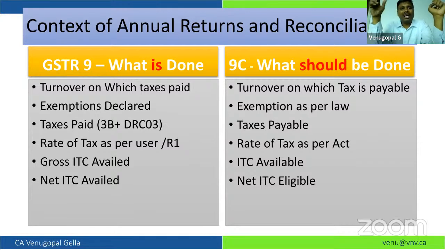What you should ideally have been doing, what the tax payable ideally should be, and how much ITC should ideally be availed or reversed, the ideal situation is captured in 9C. The difference between 9 and 9C is given by way of explanation, the reasons, or if there is a tax liability, you will be discharging it through DRC-03. So contextually, this is the difference.